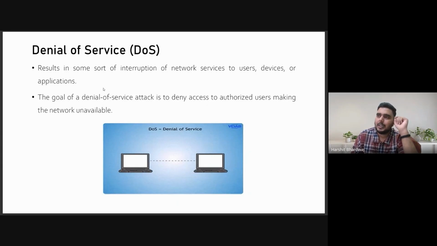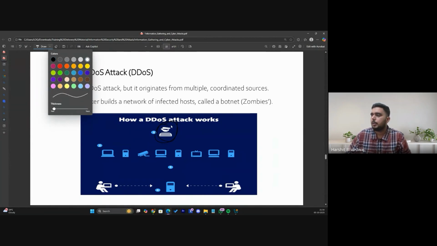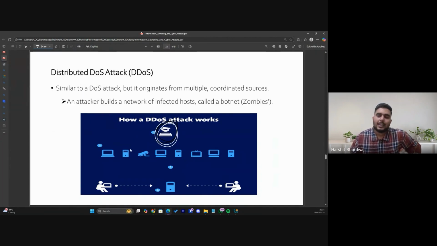So denial of service results in some sort of interruption of network services to users, devices, and applications. The goal of denial of service is to deny access to authorized users, making the network or service unavailable. So what exactly is happening over here? You have some sort of server, let's say. For example, this is the hacker that we have. This hacker has hacked these many machines over a period of time.